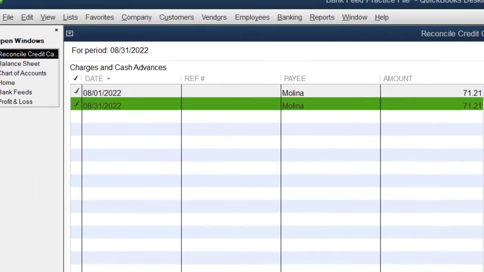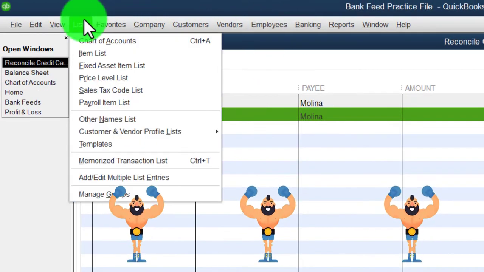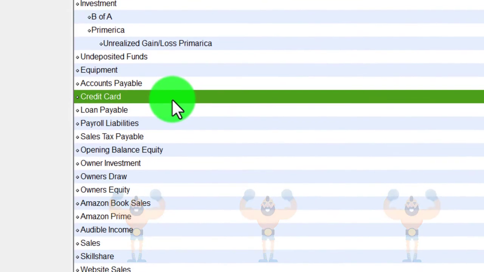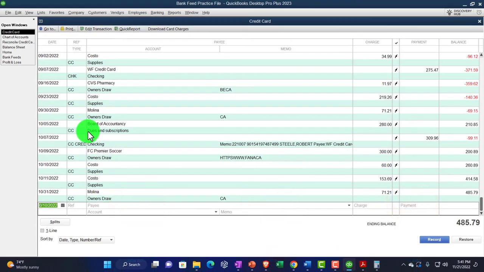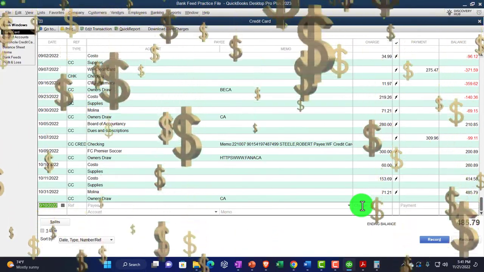So how am I going to do that? I can go into my register. I like going this way, the chart of accounts. I can go into my credit card register by double clicking on it. And so we're in the register now. So what I want to do is enter that $1,000 as of the period before the start date.